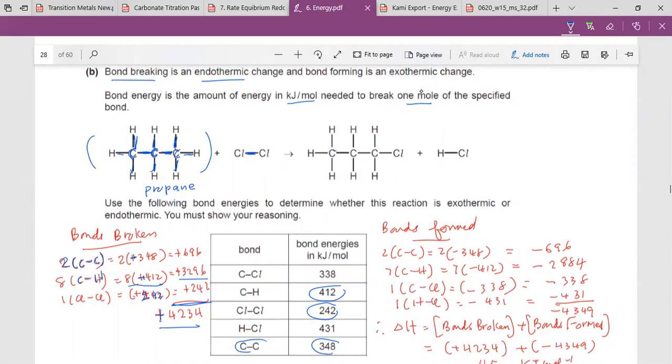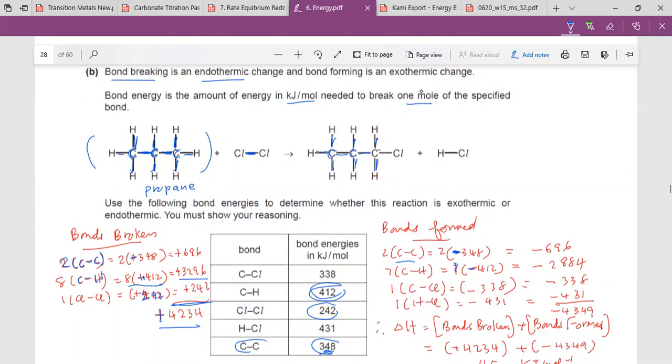There's carbon and carbon here, so 2 carbon bonds, 2 times 348, minus. Why minus? Because bonds are formed. Secondly, how many C-H bonds? 1, 2, 3, 4, 5, 6, 7. So 7 C-H bonds, 7 times 412, minus, because bonds are formed. This is the value here.